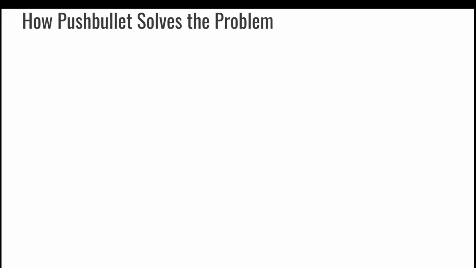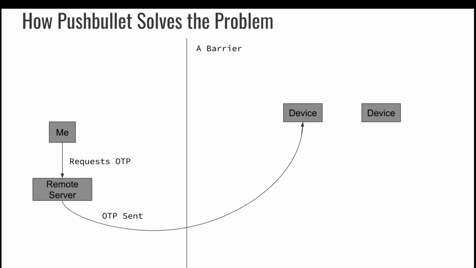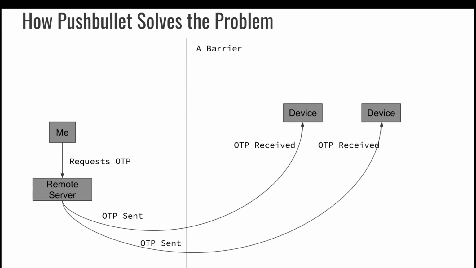So now let's try to understand what the Pushbullet flow is. How Pushbullet allows me to access this OTP directly through my browser without accessing the device. So how does Pushbullet solve the problem? So here it's me as before. And for example, if there are multiple devices I'm trying to access push notifications or OTP from, again there is a barrier as usual. I request an OTP, it goes to the remote server, and the remote server sends an OTP to either device or both the devices as before. OTP is sent and OTP is received.